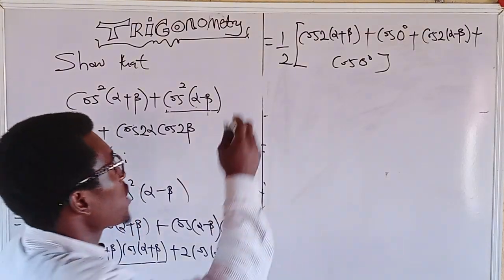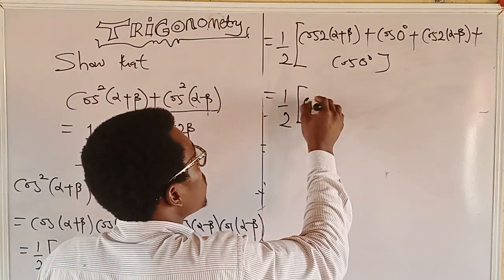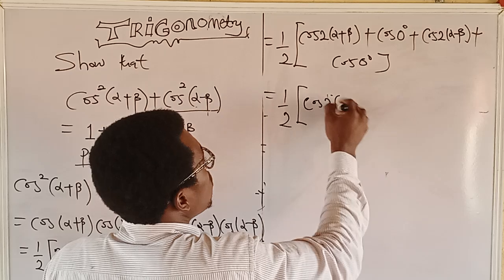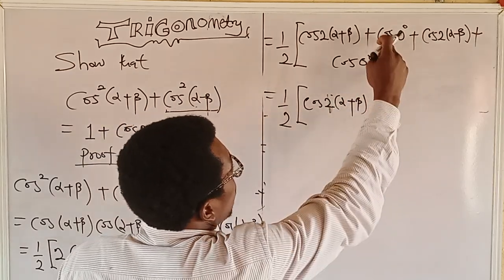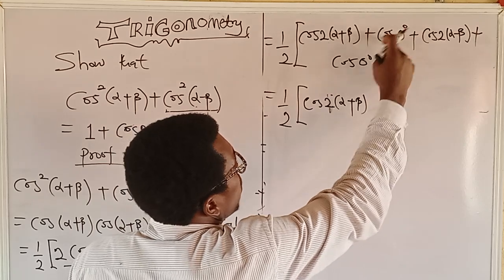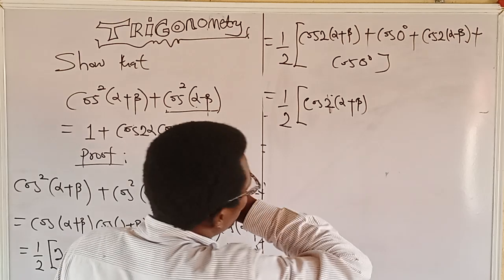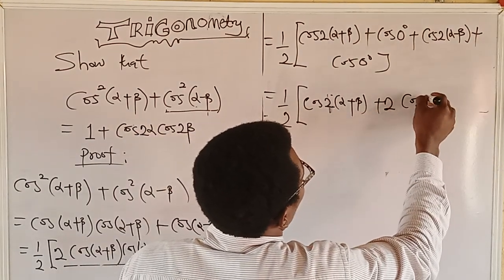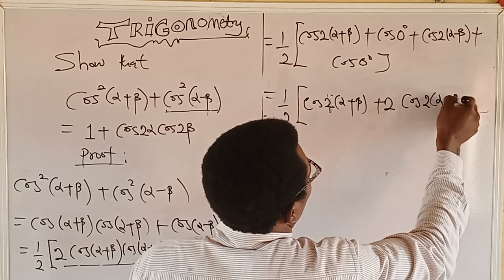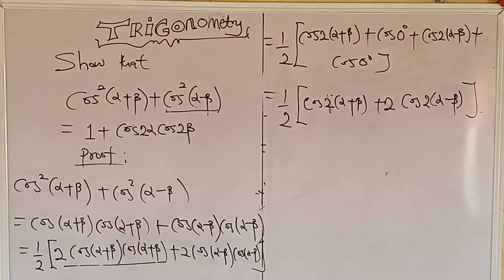All right. So this becomes half of cos 2 alpha plus beta plus, now cos 0 is 1, cos 0 is 1. So 1 plus 1 will give me 2, right? So 1 plus 2 cos 2 bracket alpha minus beta. Can you see this? So we are almost there.